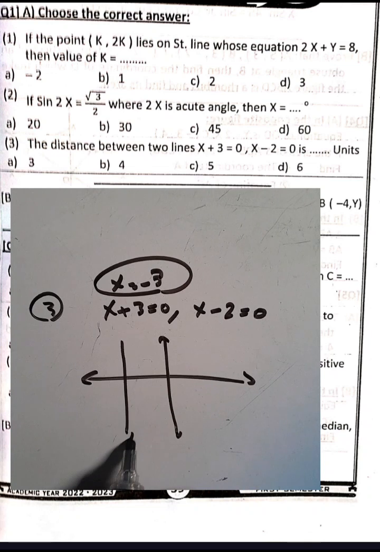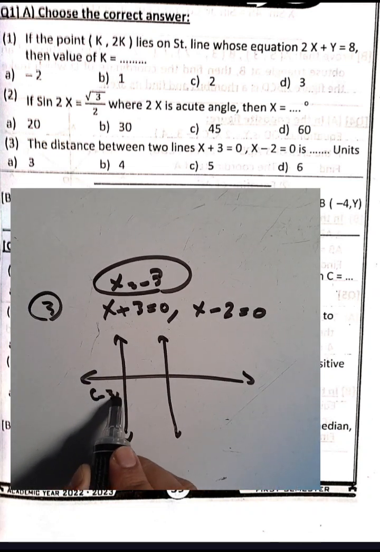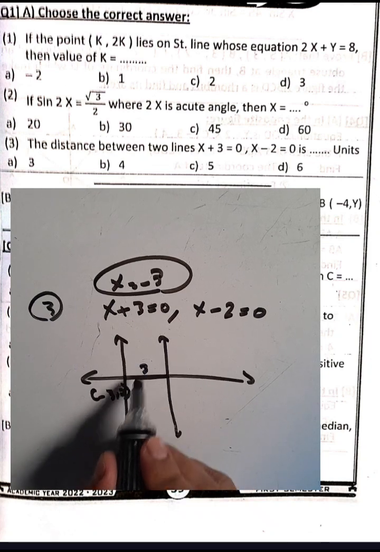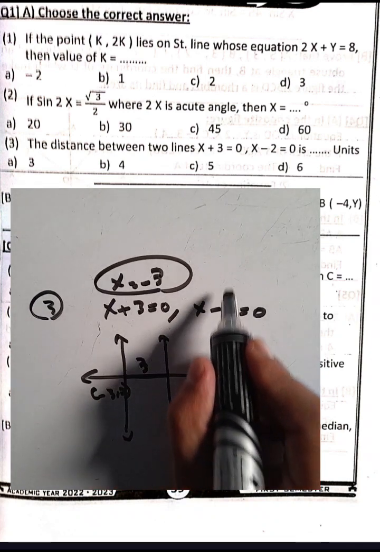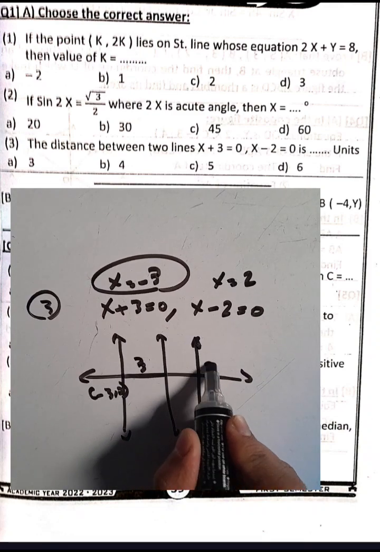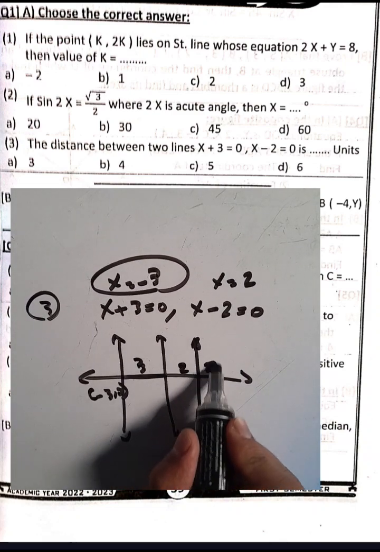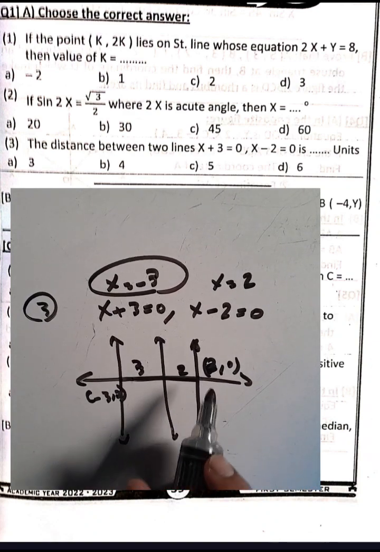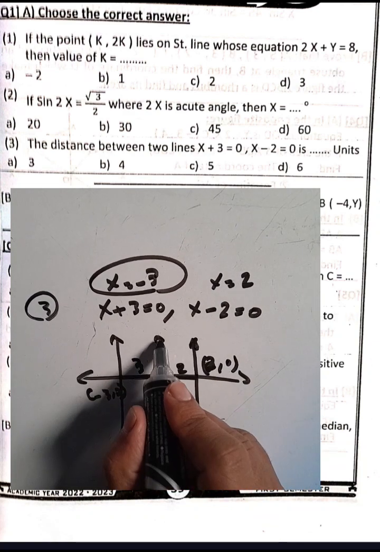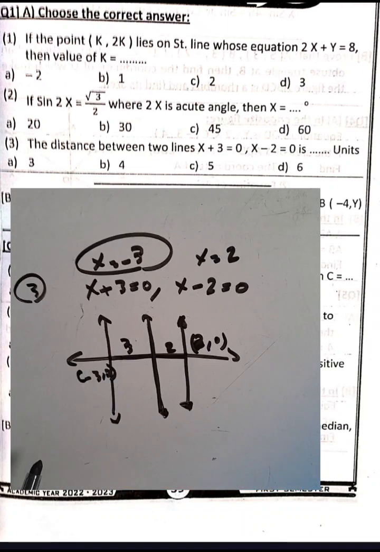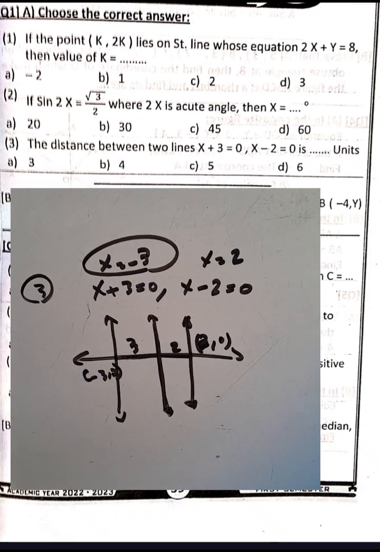We will draw a straight line passing through the point (-3, 0) here, and this length is 3 units. And x - 2 = 0 will be x = 2, and this length is 2. The point here will be (2, 0). Then 3 plus 2 will be 5. Then the distance between the first and second straight lines is 3 plus 2 equals 5 units. Okay, choose letter C.